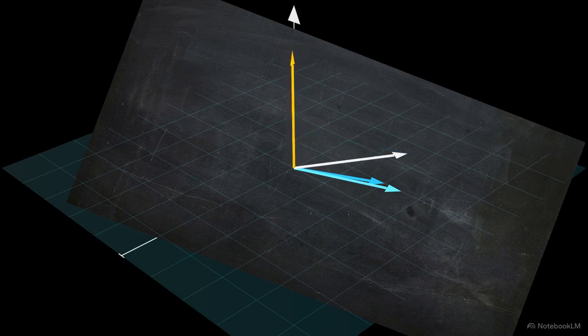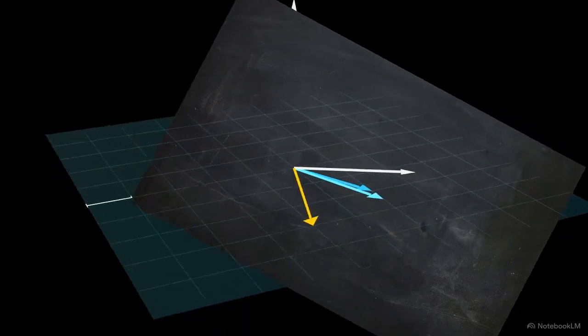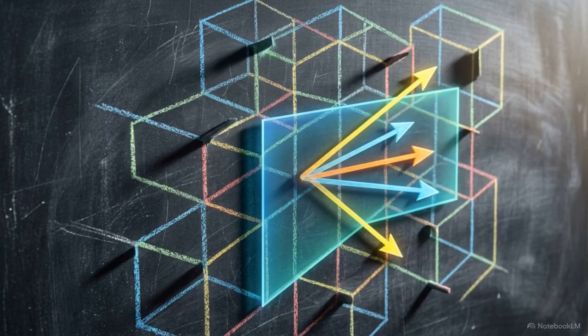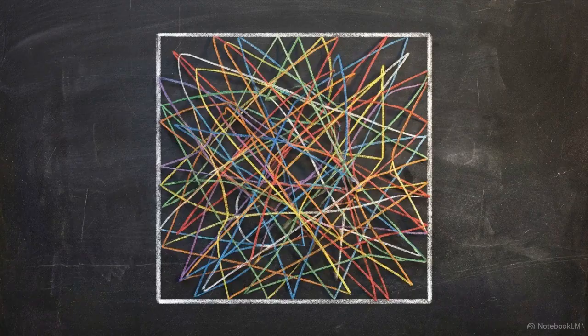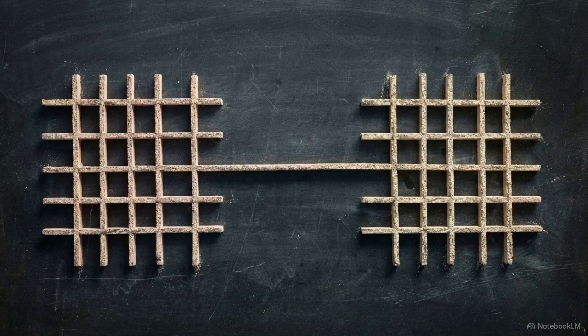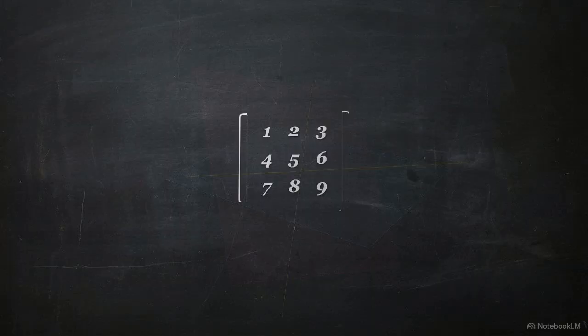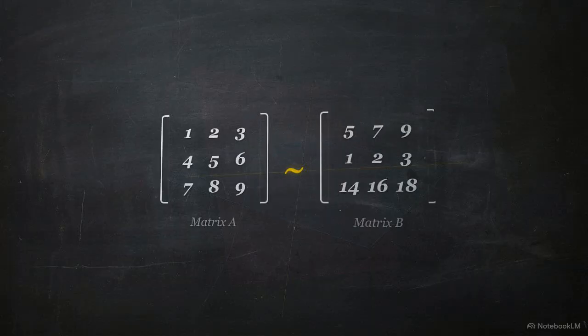Because row operations are strictly linear combinations, the new vectors they produce are bound by the same geometric constraints. They cannot break out of the original span. Row operations might scramble the individual vectors, but they leave the overarching geometric room, the subspace, entirely intact. This leads to the definition of row equivalence. Two matrices are row equivalent if one can be transformed into the other through a finite sequence of these operations.